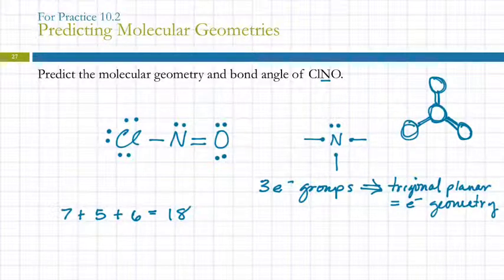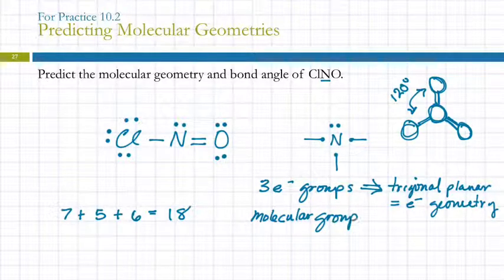And what's the bond angle in this triangle? In a trigonal planar? 120. So the ideal geometry would be 120 degrees. So that's our electron geometry. So our molecular geometry is where we say, well, that lone pair is invisible.